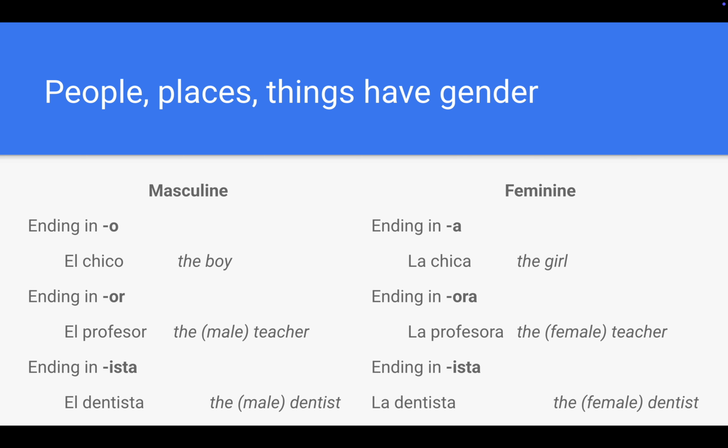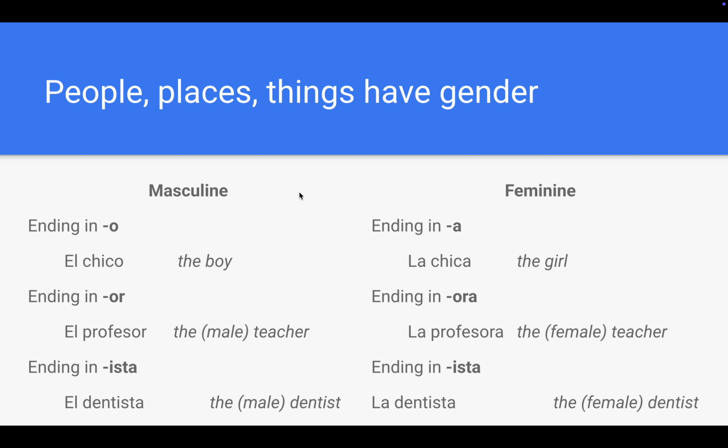So they always have gender. Some other languages have neutral or neuter genders. We just have masculine and feminine in Spanish. So the most common ending for a noun that's masculine is going to be an O. So if a noun ends in an O, most often it's going to be masculine, like el chico, the boy.